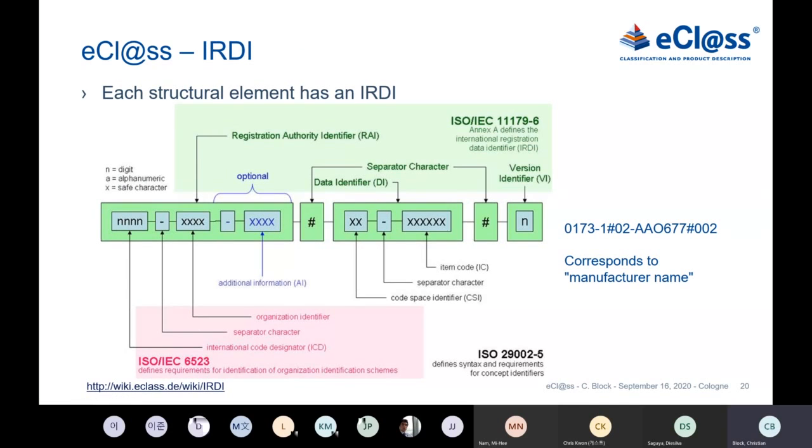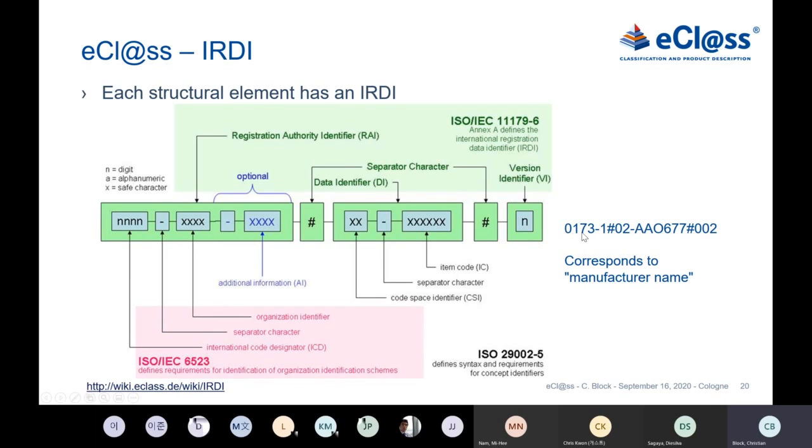But how does it work in general? Each of these structural elements has a unique identifier. In eClass, we talk about so-called IRDIs. These are International Resource Description Identifiers. And this slide shows the structure of such identifiers. I put one example here.